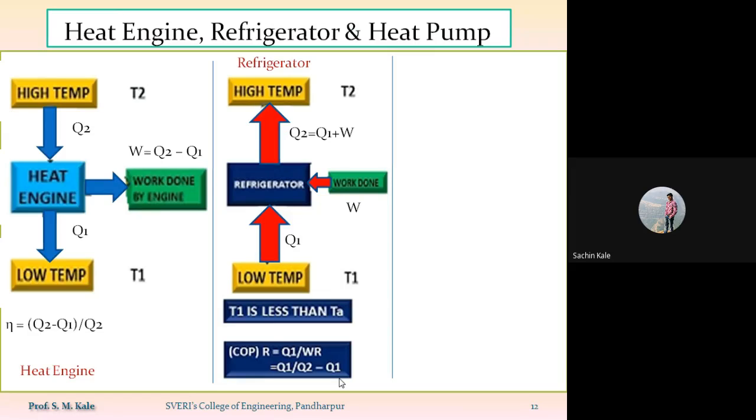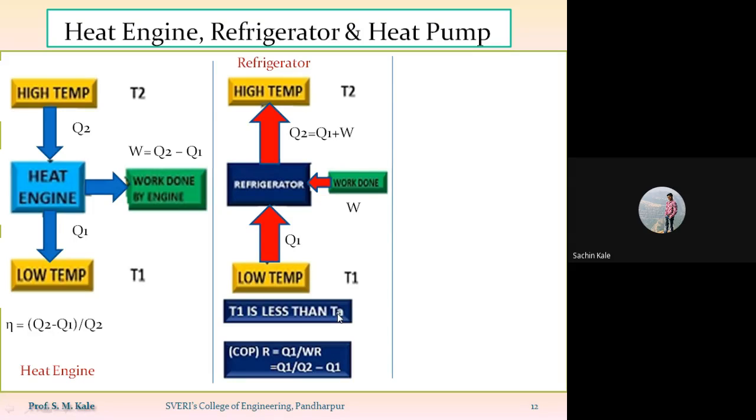So here, afterwards you have to keep in mind that there is no basic difference between refrigerator and heat pump in case of the cycle of operation. In case of cycle of operation, the only difference between refrigerator and heat pump is the intention difference. What is the difference? Only intention difference. That means what is the intention in case of refrigerator?